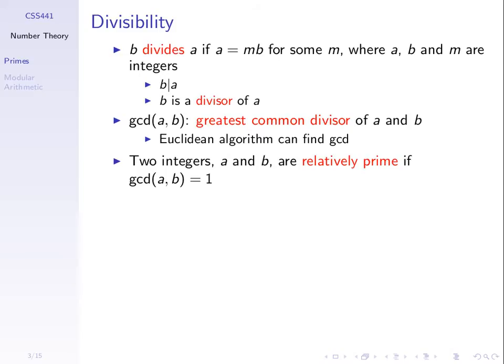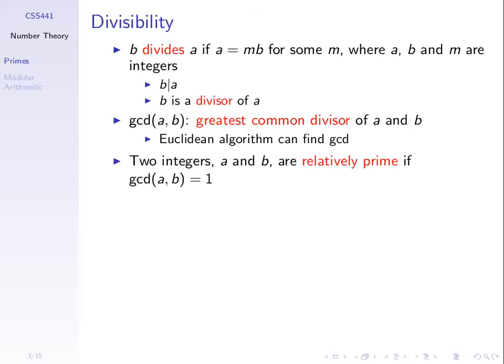Given a number has a set of divisors, we can then also talk about the greatest common divisor amongst two numbers. So A has a set of divisors, B has a set of divisors. What's the greatest of that set? The greatest common divisor, or GCD. And there are algorithms for finding the greatest common divisor. We'll go through a couple of short examples.